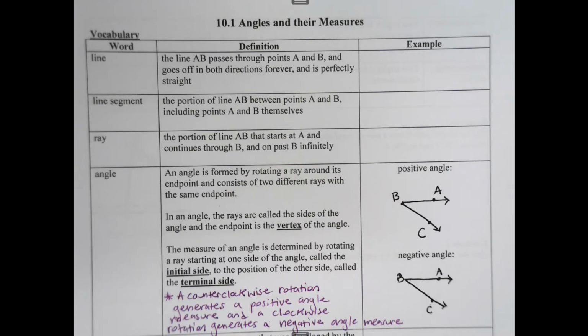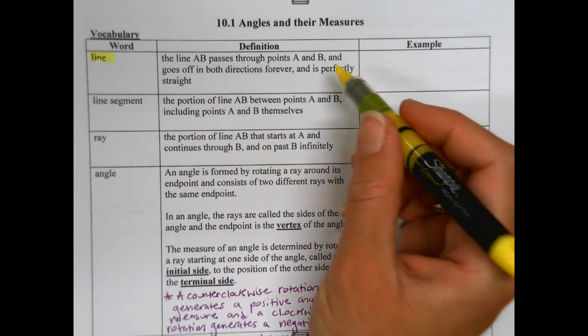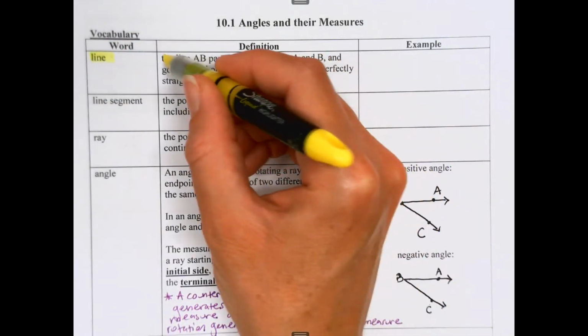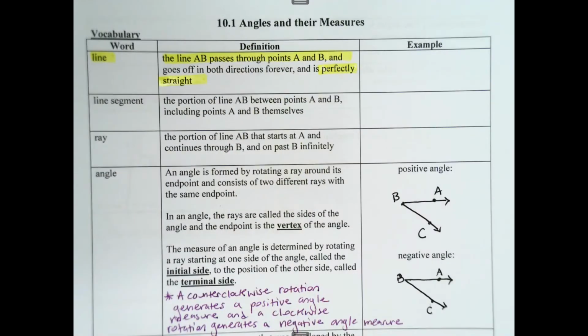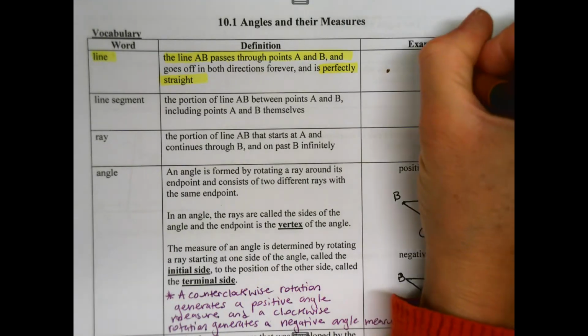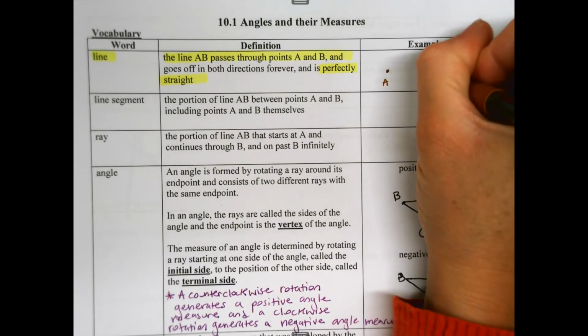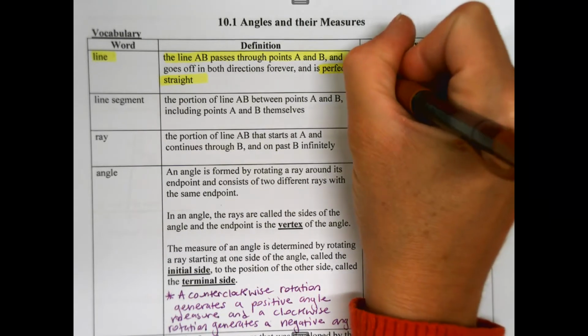Line. A line, the line AB passes through points A and B, and it goes off in both directions forever, and it is perfectly straight. Something that's a line goes through at least 2 points, and it has to be perfectly straight. So for example, we could have 2 points, A and B, and a line that goes through them on into infinity.